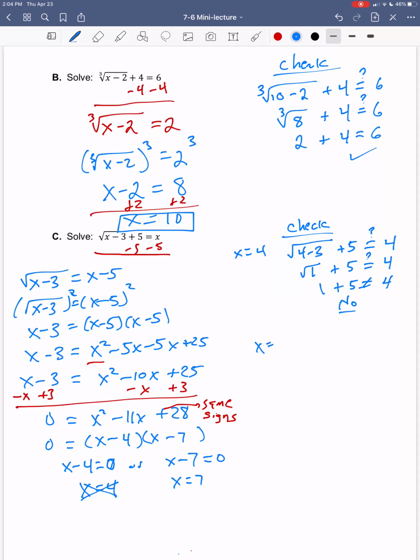I try x equals 7. The square root of 7 minus 3 plus 5, is that equal to x, which I'm saying is 7? So square root of 4 plus 5, is that equal to 7? 2 plus 5 is equal to 7, so that checks. So 7 is a valid solution, but 4 is not.